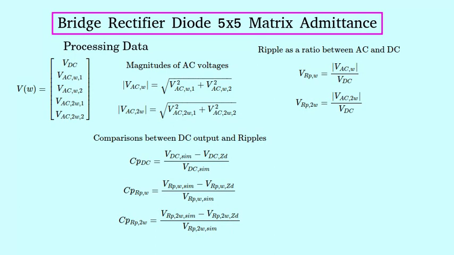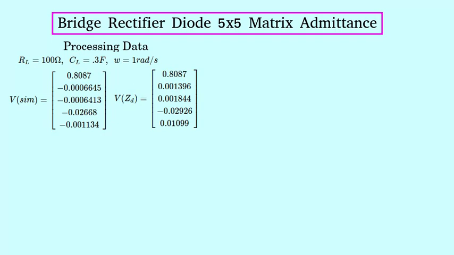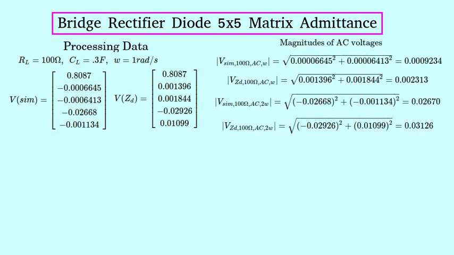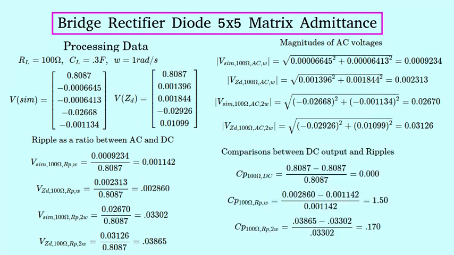Ideally, these three numbers should be as close to zero as possible. And these are the two new voltage vectors that we'll calculate for each different value of load resistance. So these are the two voltage vectors for the 100 ohm load resistance. We can calculate the magnitudes of all the AC voltages. Then we can calculate all of the ripples. Then we can properly compare the circuit model with the simulator model.